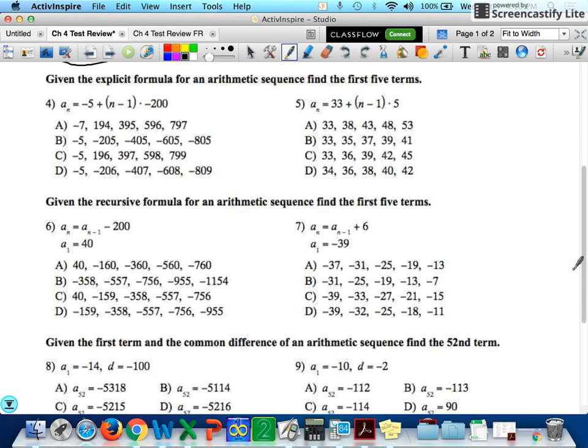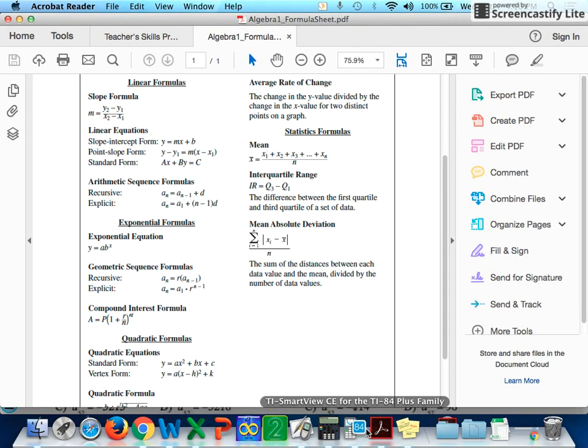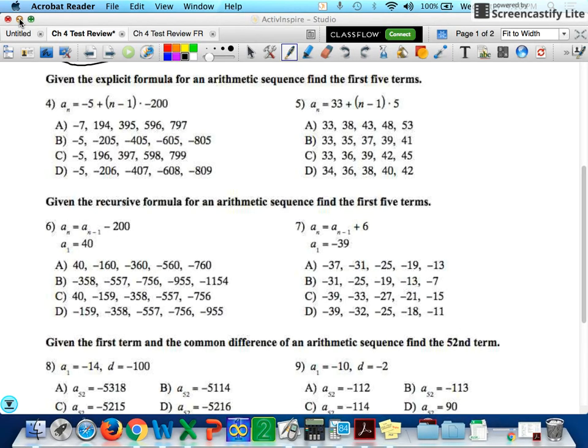Moving on. This says, given the explicit formula for an arithmetic sequence, find the first 5 terms. Guys, if you can just count up, you can get these right. And if you know what our definitions of our sequences are, and they're going to be on that formula sheet. So we're looking for arithmetic sequences, and they gave us the explicit formula. This is explicit arithmetic. So my first term I know has to be whatever's right here in our equation. Well, they gave it to us, it's this -5. So our first term is -5.